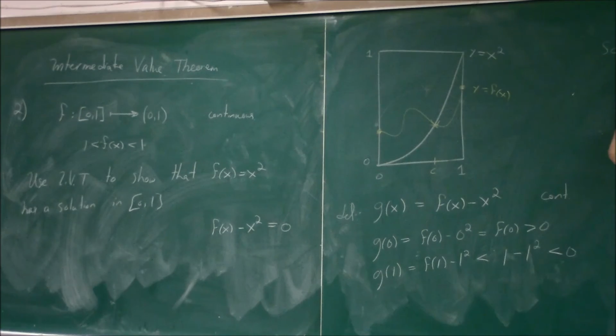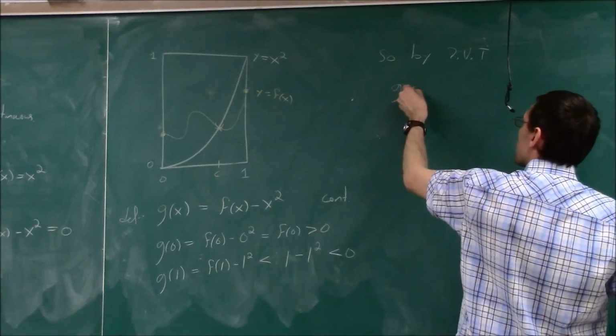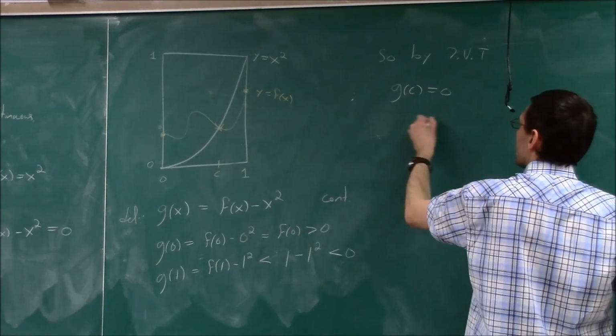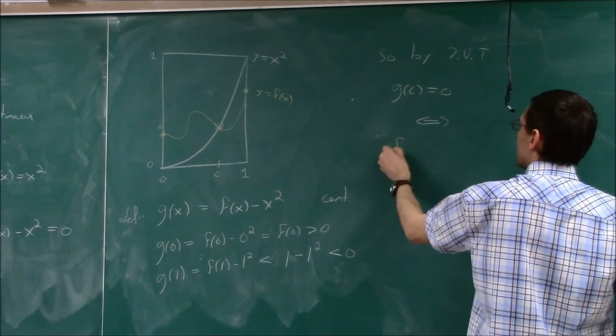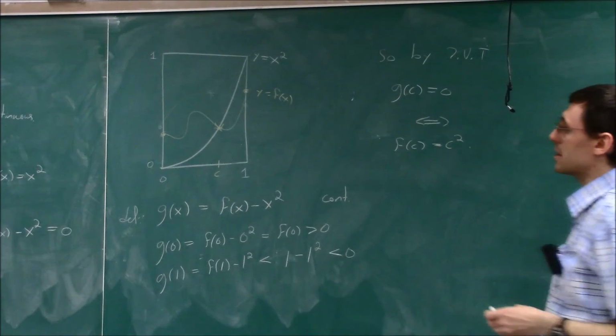So by the intermediate value theorem, we have that g of some c is equal to 0, which is equivalent to saying that f of some c is c squared. So some number is indeed squared.